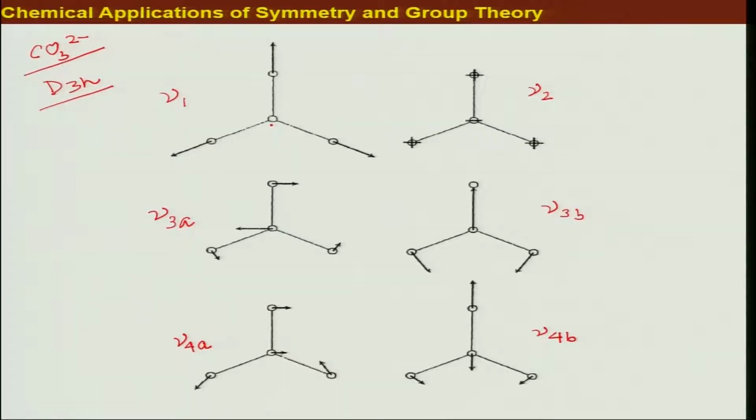Now we have to first ask how to assign the symmetries of these normal modes. What we need to do for that is look at the effect of all the symmetry operations of the D3h point group on these particular normal modes. So we'll look at this 1, 2 and 3A, 3B, 4A, 4B.